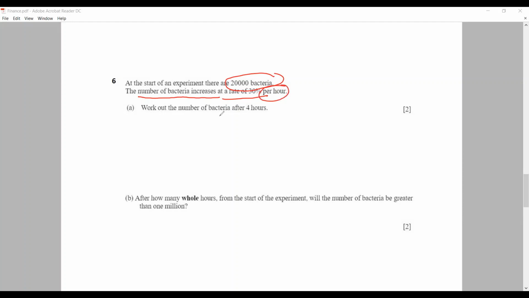Work out the number of bacteria after 4 hours. So it means n here should be 4, right? When you want to raise it to the power, that power should be 4. So here I put the 20,000. Then you multiply it by 1, since this is an increase, that is plus. The rate is 30%, and that's it.